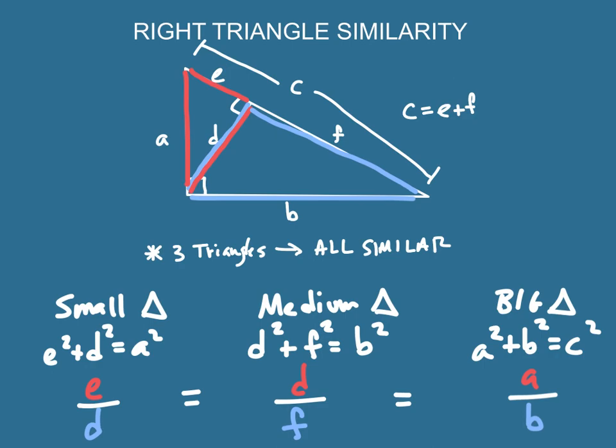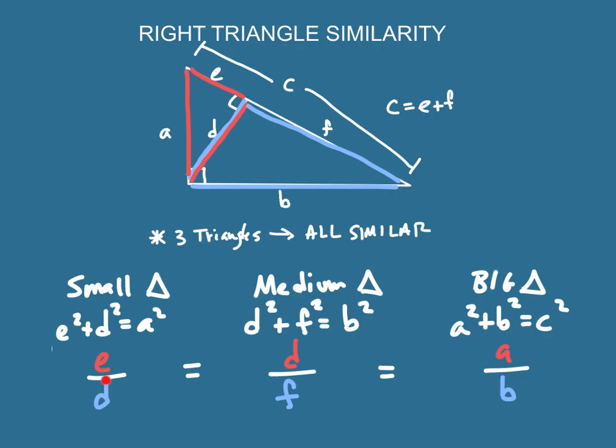So that will work for any triangle. Any one of those ratios will work, all right? And you could set E over D equal to A over B. You could set E over D to D over F, and so on and so forth, okay?